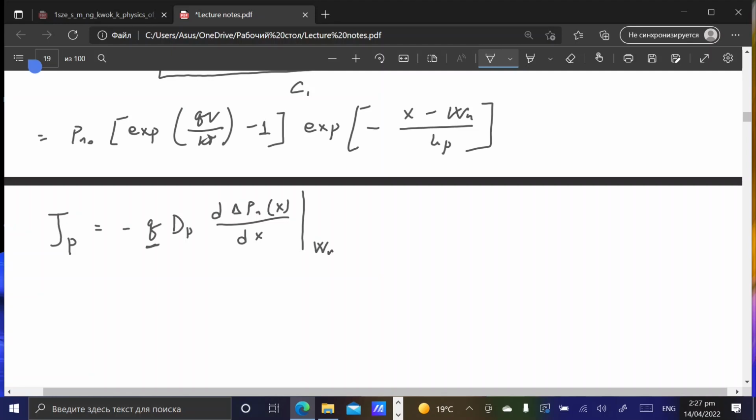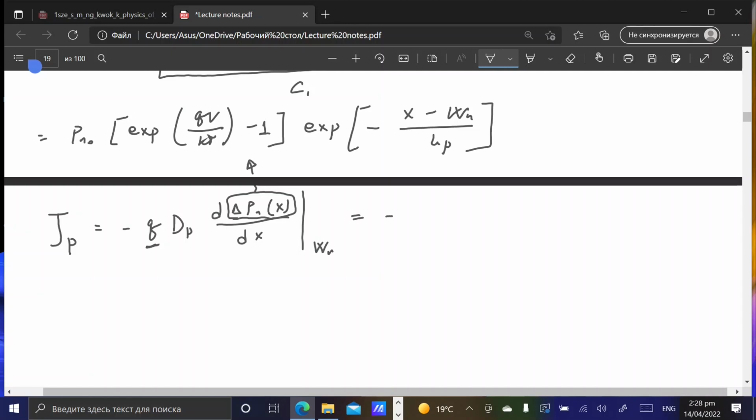So now we know this function. It is given by this equation. So what we need to do is take the first derivative over x of this profile of excessive minority charge carrier concentration in the n-type semiconductor of this p-n junction. That's why it was so important to actually get this distribution in analytical form.